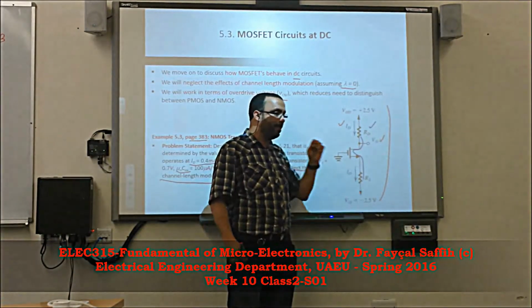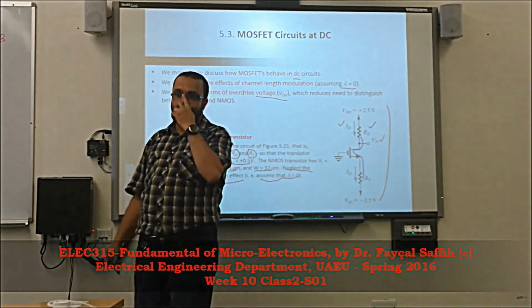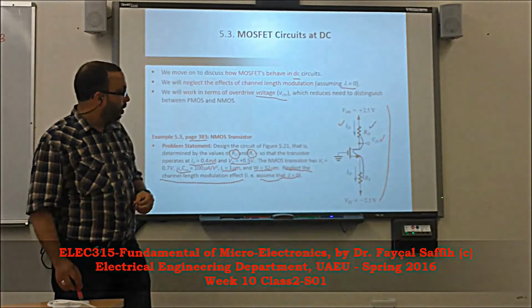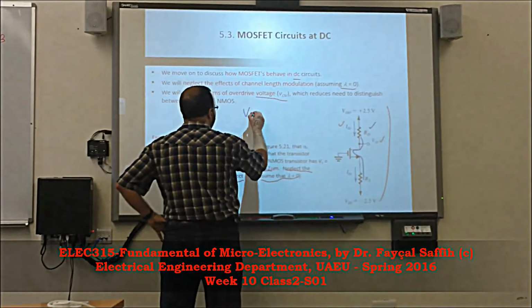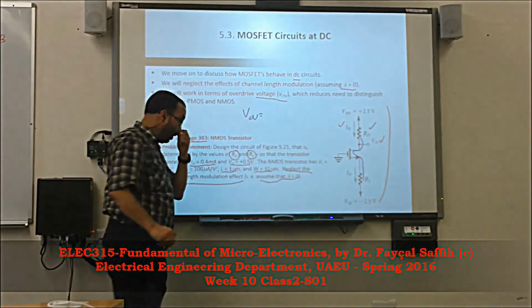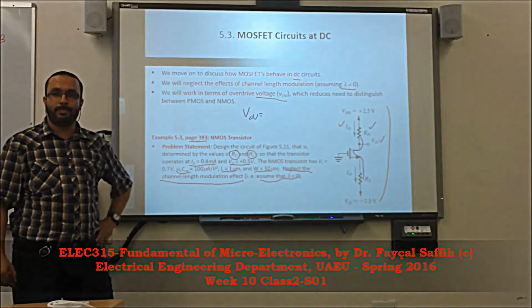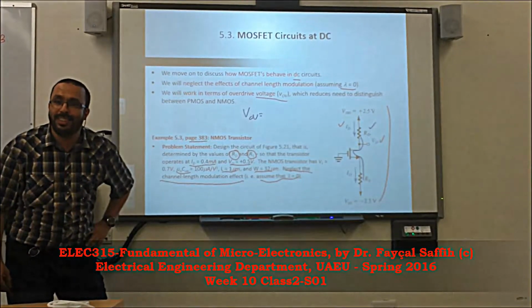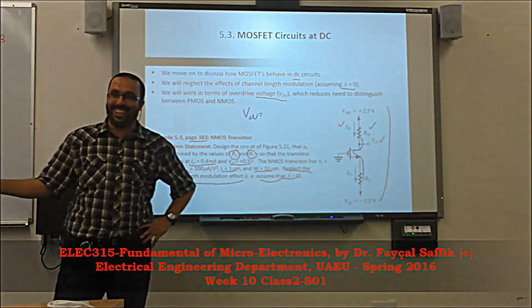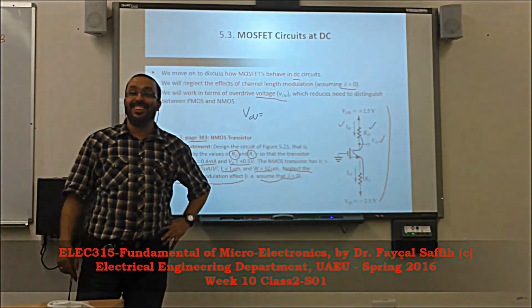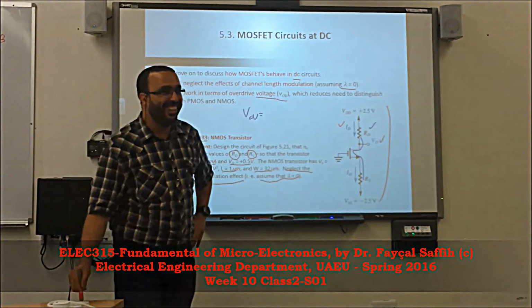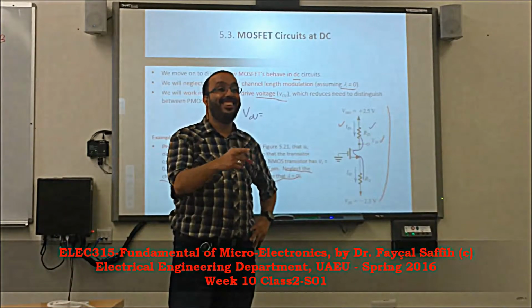So what's next? How to find RS? We get the V overdrive. Okay, let's see. V overdrive is equal to what? Something minus VT. Excellent, VGS.